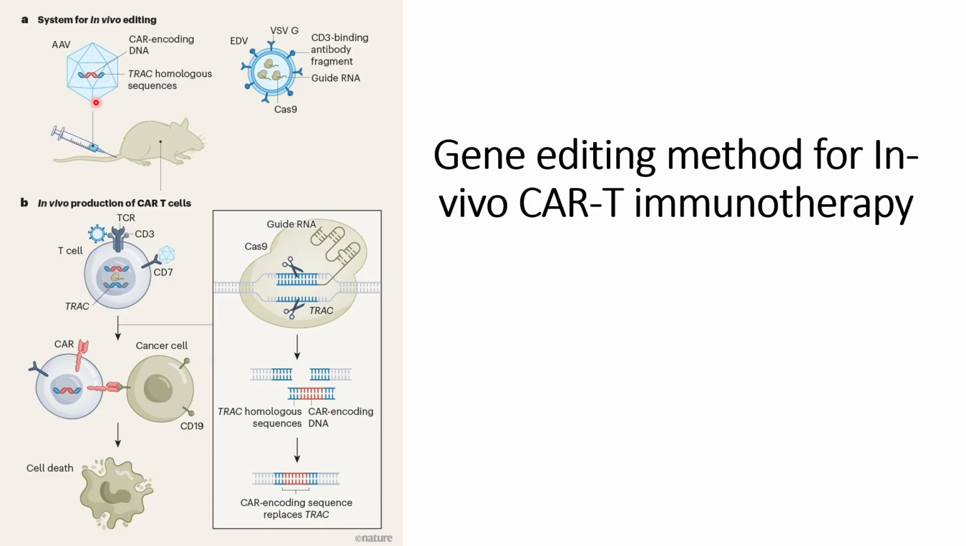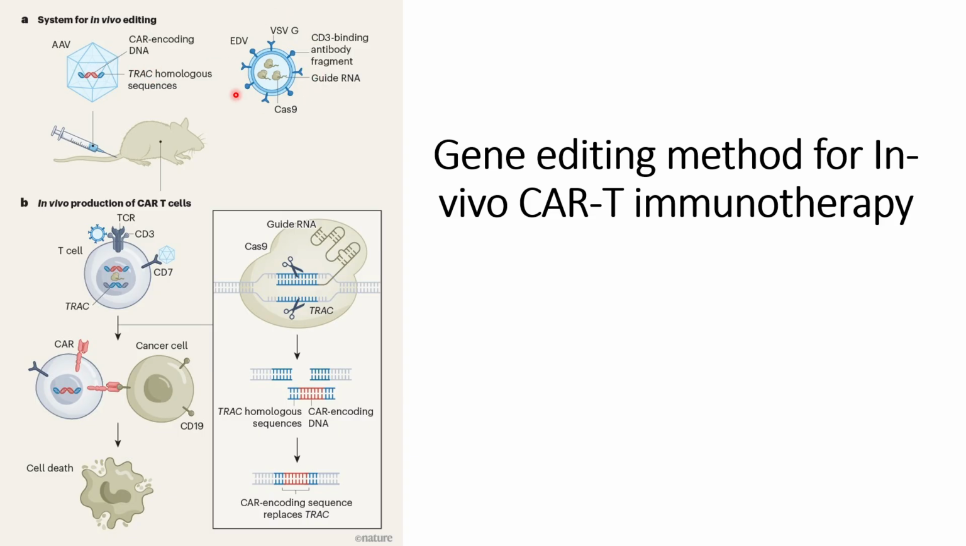The instructions are usually transferred in the envelope, which is commonly known as the virus. Here, the example shown is an adeno-associated virus. So here the CAR encoding DNA will be used, and the gene that they are going to target, which is specific to the T cells, is the TRAC homologous sequence, or TRAC gene, that is the T cell receptor alpha constant gene.